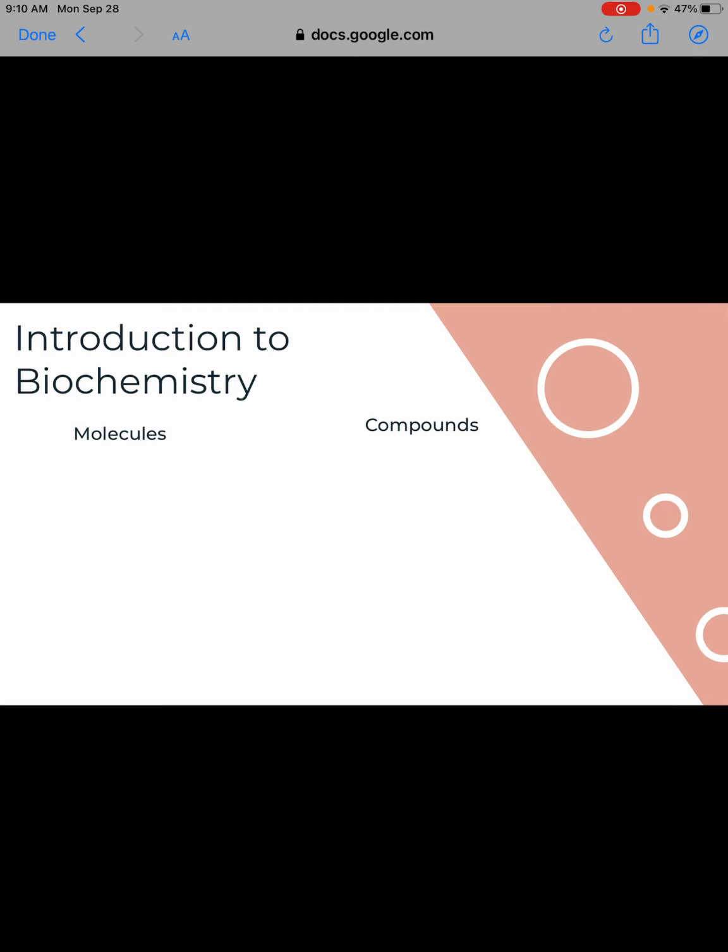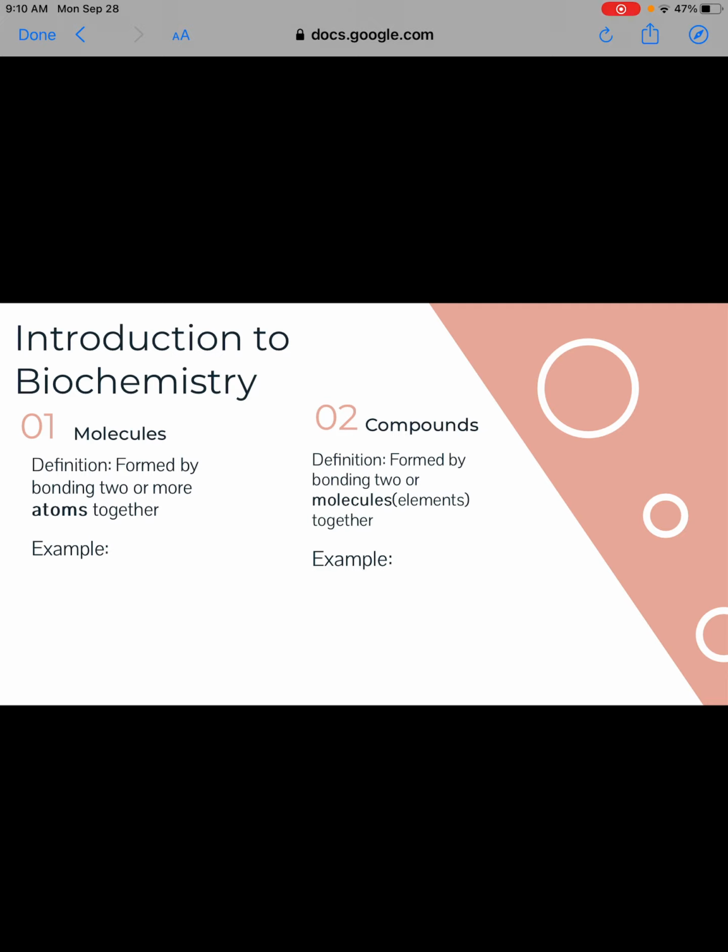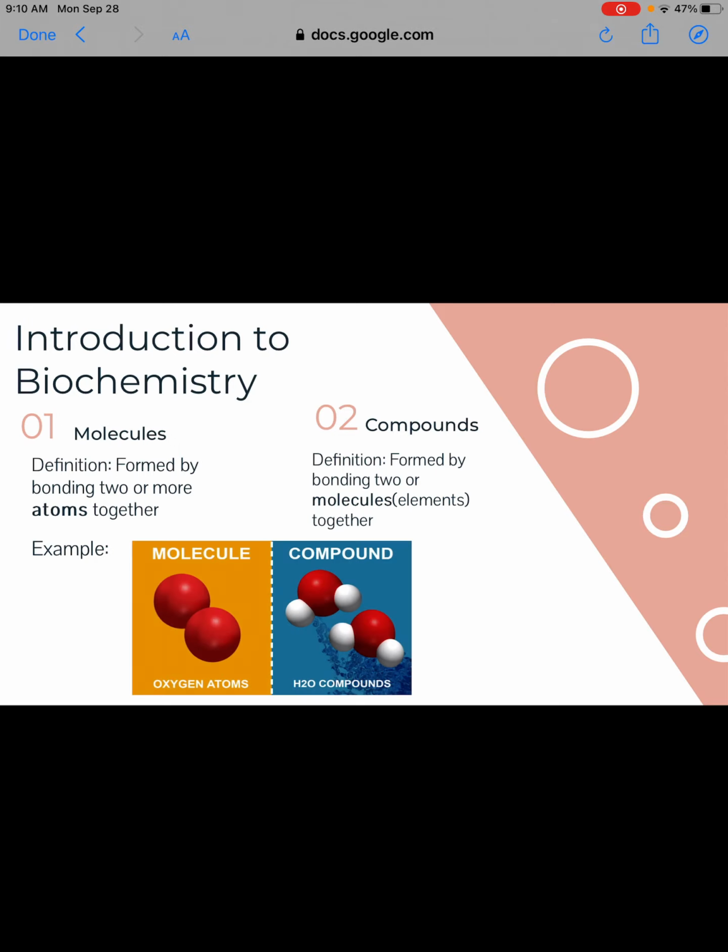We're going to start pretty basic with the introduction to biochemistry, so the difference between molecules and compounds. A molecule is formed when you bond two or more atoms together. A compound, on the other hand, is formed when you bond two or more different types of elements together. My example here is showing you a molecule can be something like oxygen, O2, where a compound can be something more like water, H2O. Now this is important because as we move through this chapter, we're going to be discussing how we break down compounds. Sometimes we will talk about molecules, but mostly we're going to live in the world of compounds.